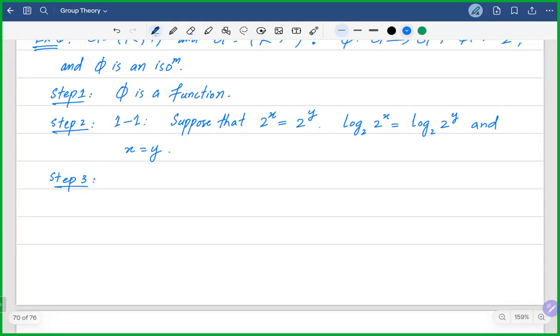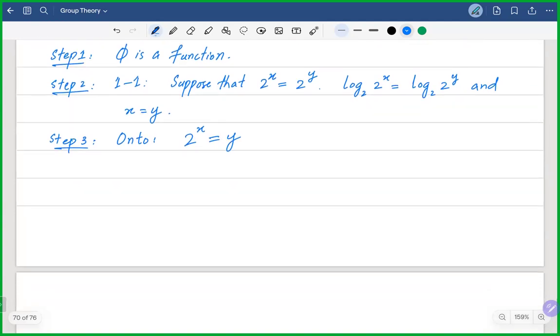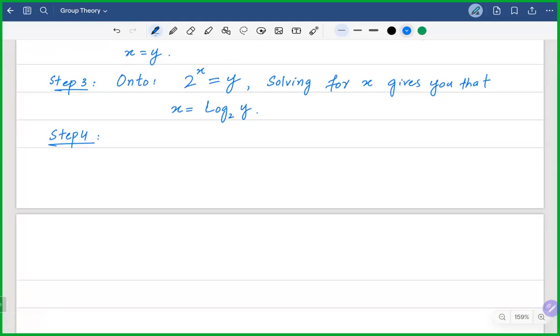Step 3 says you need to check onto. We must find for any positive real number y some real number x such that phi of x is y. So that is 2 power x equal to y, and solving for x gives you x is equal to log 2 of y.